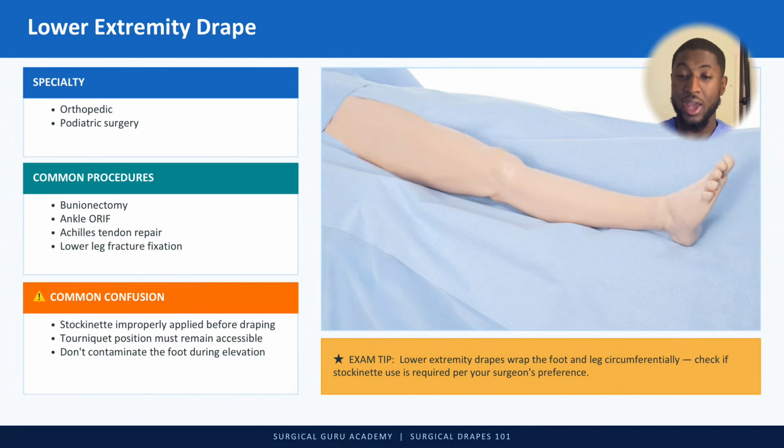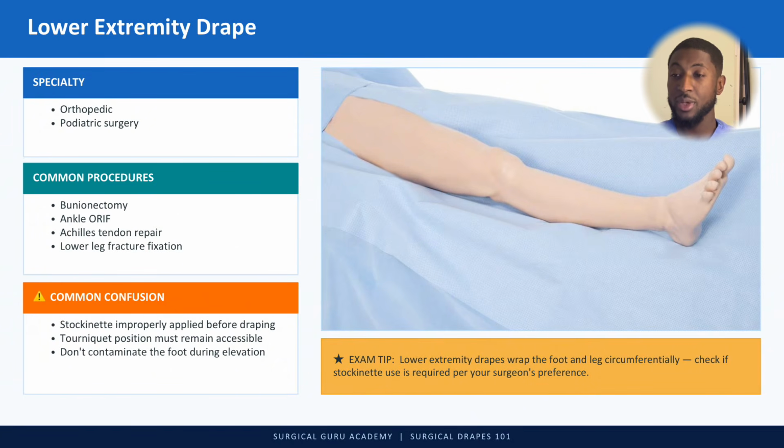I don't know about all that. Don't contaminate the foot during elevation. So, okay, it's saying tourniquet position must remain accessible. So, I guess that's saying if you have a sterile tourniquet, sometimes people put on sterile tourniquets, but most of the time, your doctor will put on the tourniquet non-sterilely, and it will be underneath the drape. Don't contaminate the foot during elevation.